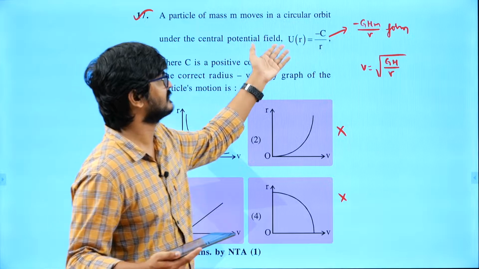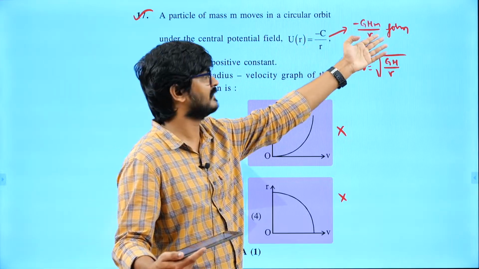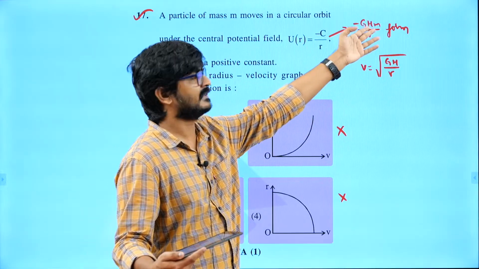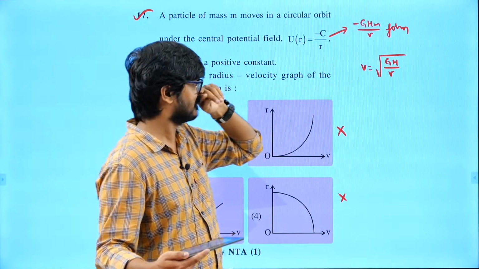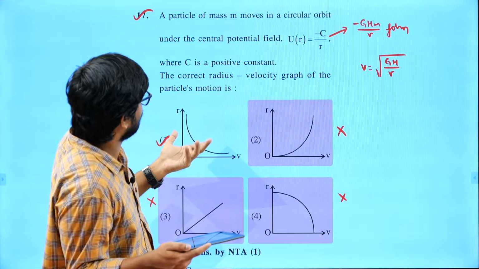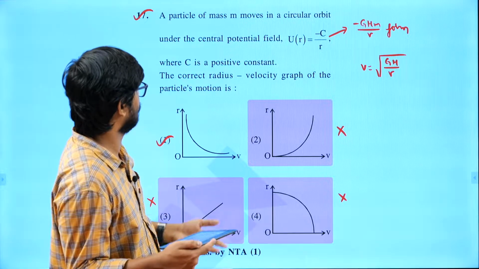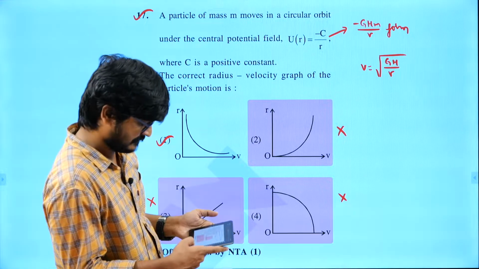Now this one, it's not like guessing. If you know gravitation, you can compare, it will be of the form minus GMm by r. So if it is of the form minus GMm by r, then the velocity turns out to be root of GM by r. So only the first option will be correct.